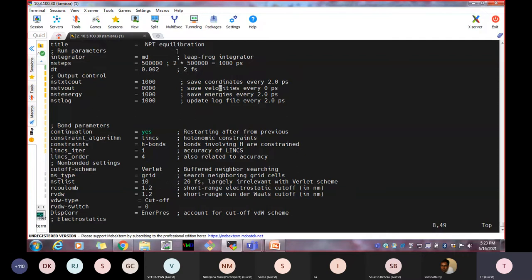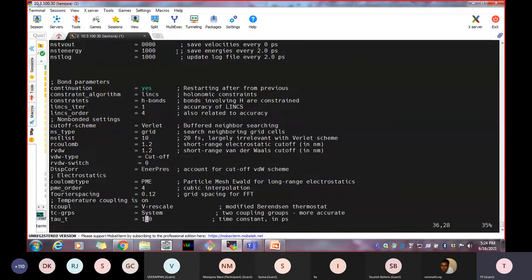We also save the coordinates and the velocities in this section. We continue the simulations with this directive as yes. We place the LINCS algorithm only on the hydrogen bonds, and that we can define here. We can also not place any constraint. It depends on what type of system you actually want to simulate, or you can constrain all the bonds, not just hydrogen bonds. For other systems, you can just constrain all the bonds. You can use it accordingly.